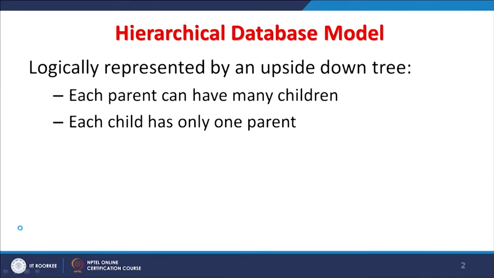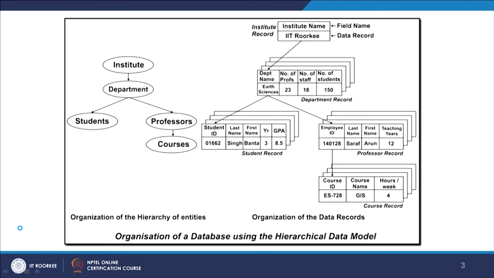In hierarchical database model, basically data is logically represented by an upside down tree, and that is why it is called hierarchical, that each parent can have many children. So, each folder can have many files similar like this. Each parent can have many children and each child has only one parent. So, different files can have only one folder, that kind of thing.